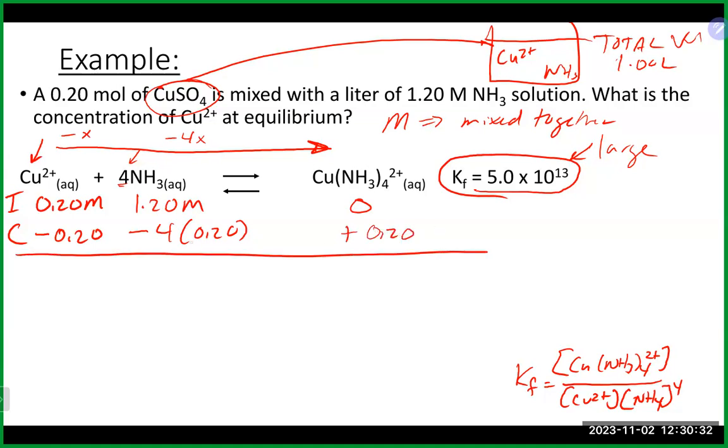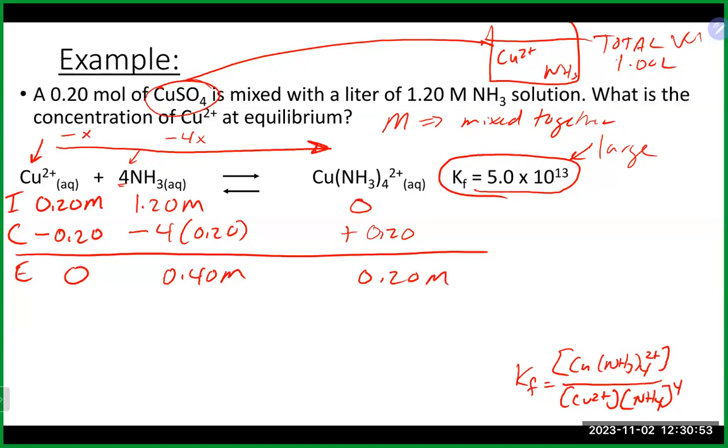That means when we reach equilibrium, we will have none of the copper there. We will have 1.2 minus 4 times 0.2, which gives us 0.4 molar, and we'll have 0.2 molar of the complex. Any questions on the table?